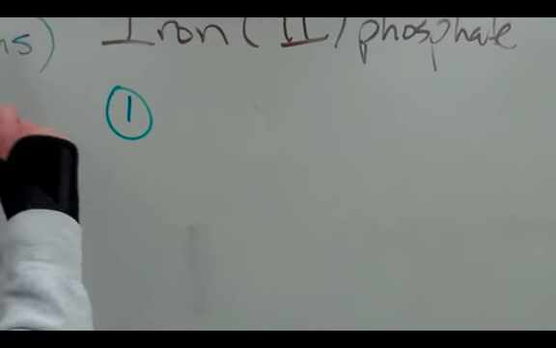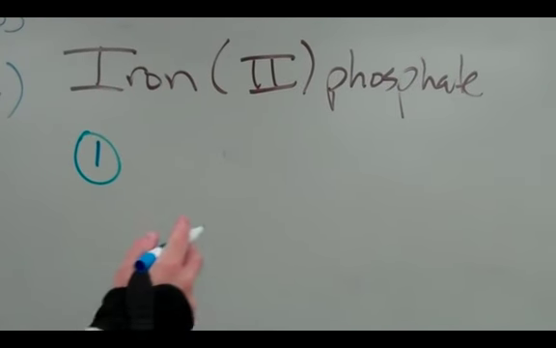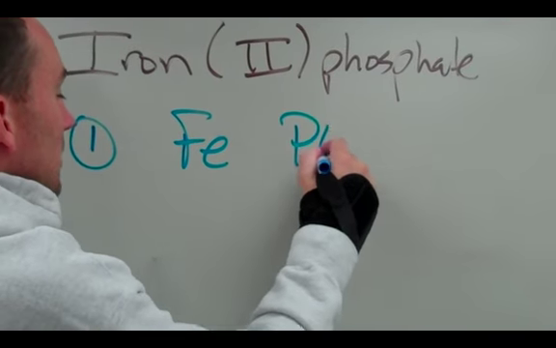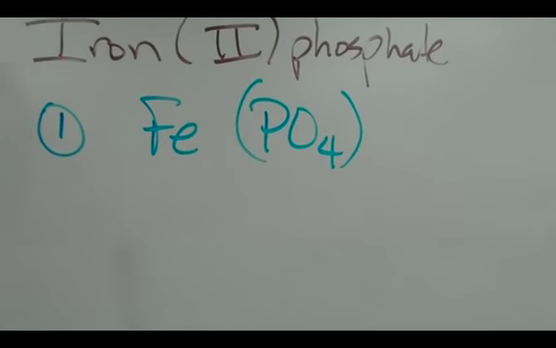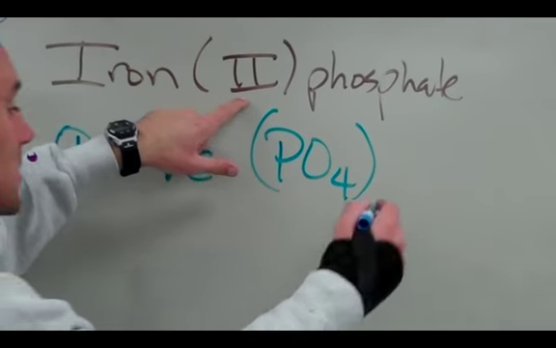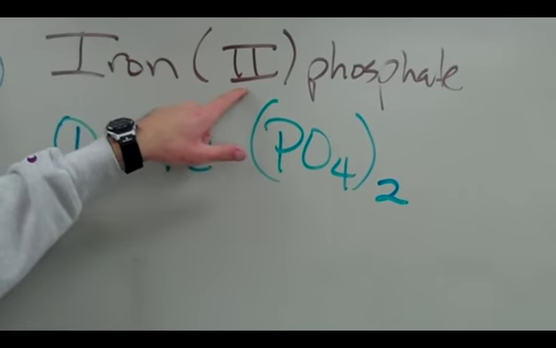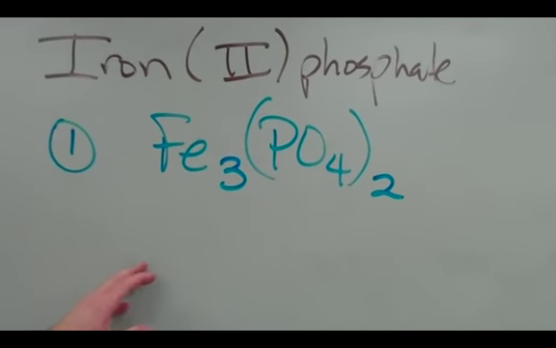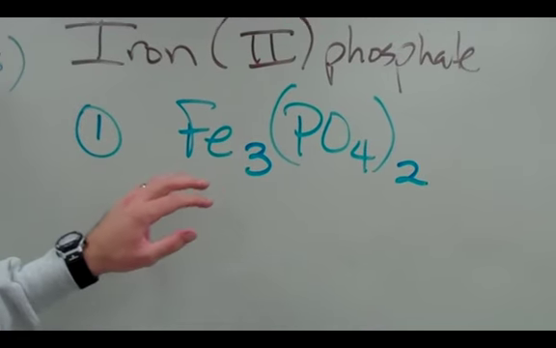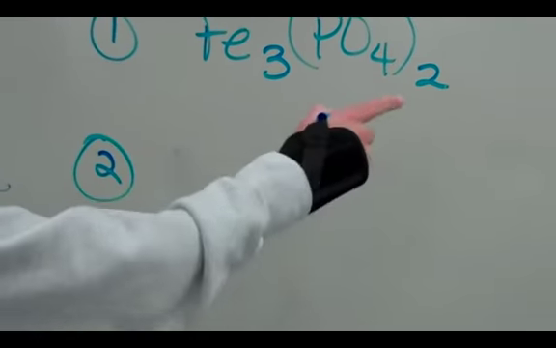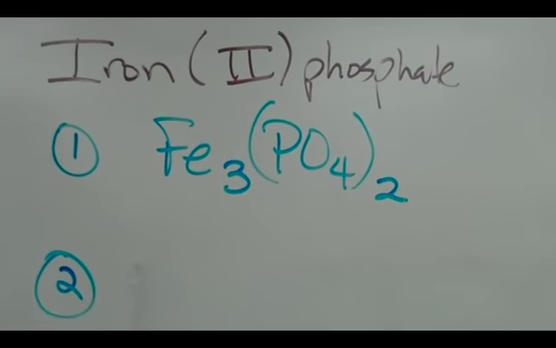Step 1, write a correct chemical formula for your substance. There's iron. There's phosphate. Don't forget to balance charges. Iron has a 2 charge, which we will write behind phosphate. Phosphate has a -3 charge, which we will write behind iron. So this is iron 3 phosphate. Step 2 is look up the molar masses of every element involved.